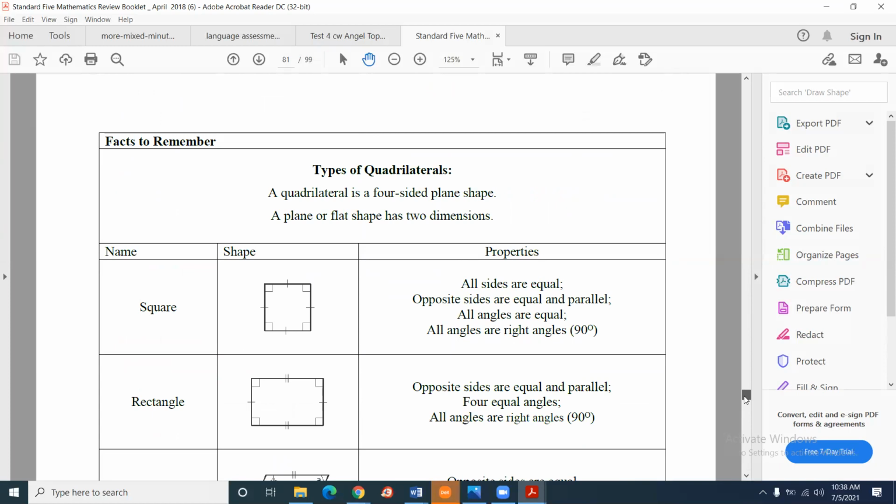A square is a four-sided shape where all four sides are equal. So if I say that one side is 5, every side will be 5.